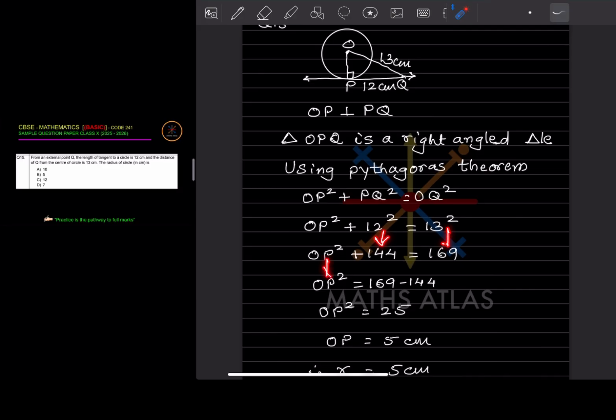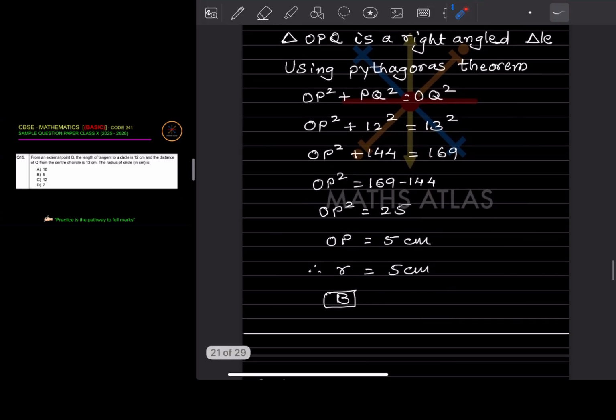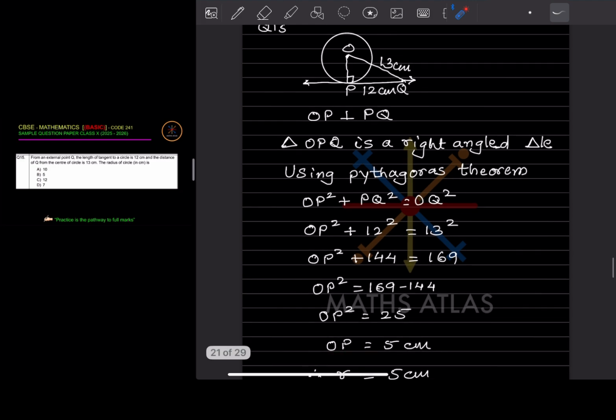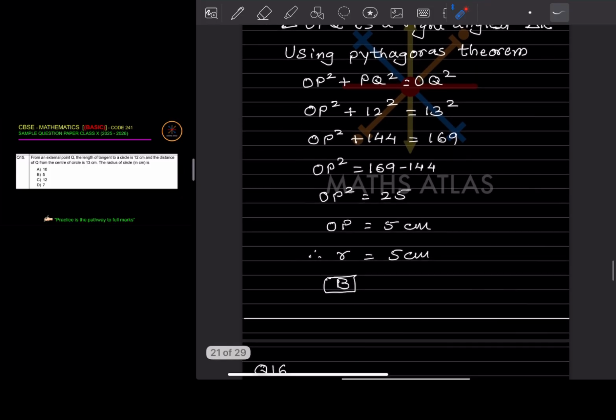So OP square will be 169, and 144 will go on the other side, that will be minus 144. So OP square is 25. So OP will be, when you take the square root of both sides, 5. So what is OP? Because this is the center and this is the point on the circle, this is going to be the radius. The radius is going to be 5, which is what they have asked for. So that is the B option.